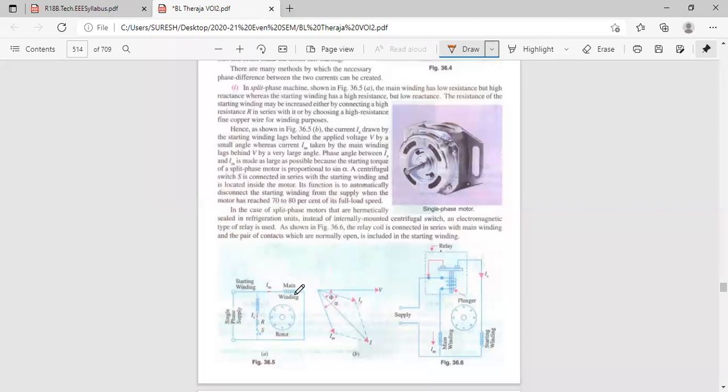Now see, this main winding is having heavy reactance, high reactance. If it is high reactance, this current is lagging the voltage by more angle from here to here. Draw this IM. First take V at an angle 0. This current, let us take some 80 degrees. Current is lagging this voltage because high reactance is there.